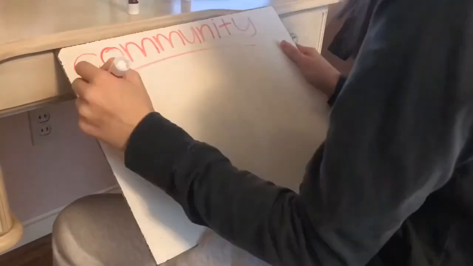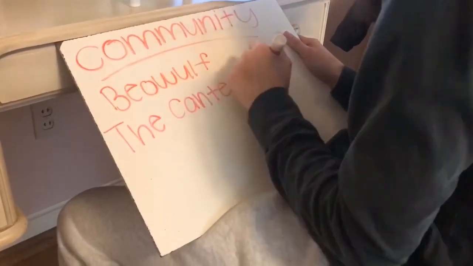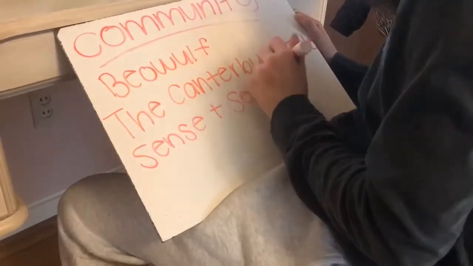There are different examples of community. There are four main stories: Beowulf, The Canterbury Tales, Sense and Sensibility, and The Hounds of Baskerville.